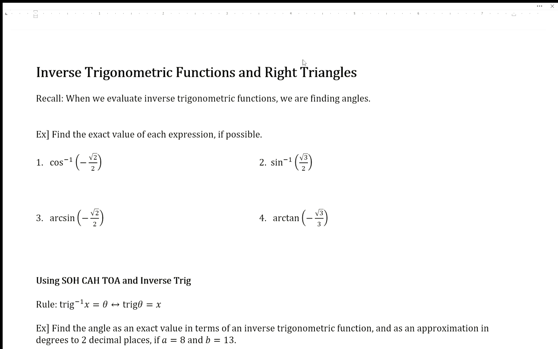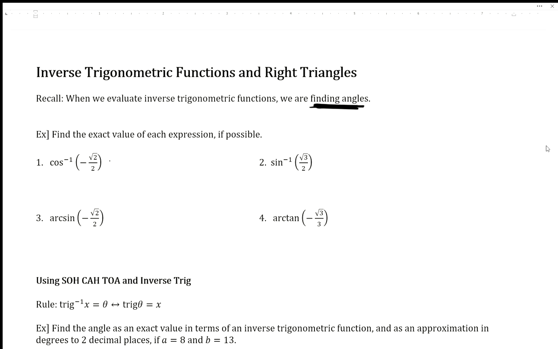Hi everyone, and welcome to our video on evaluating inverse trig functions. So in this video, we're going to find angles. That's what inverse trig functions do. They find angles. So it's working the unit circle backwards to find an angle.